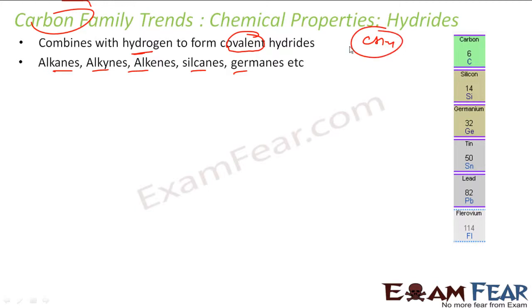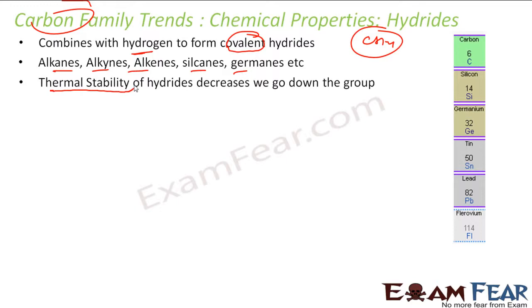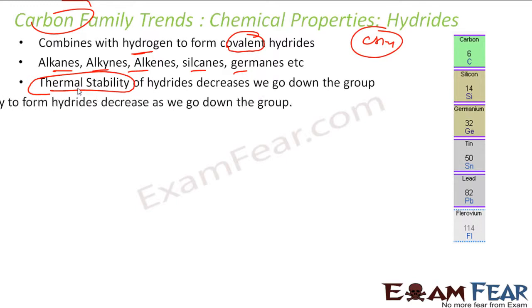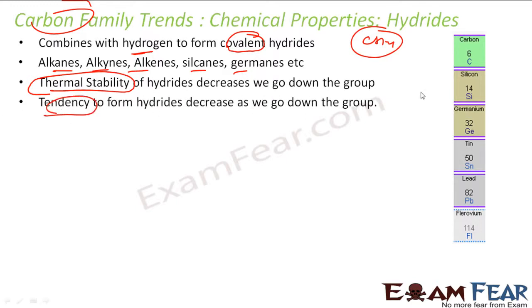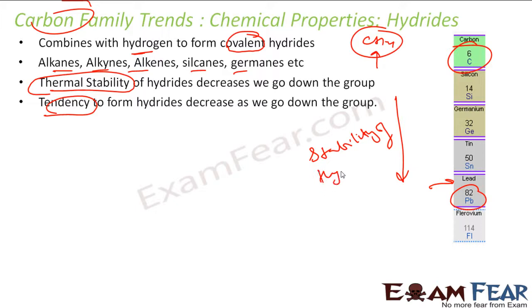If you see these hydrides, the thermal stability decreases as we go down the group. And the tendency to form these hydrides also decreases as we go down the group, because carbon forms many hydrides, maybe lead forms lead hydrides. Right? All the hydrides of carbon, methane and all, are pretty stable, but the lead hydrides are pretty unstable. So you can say that as you go down, the stability of hydrides decreases. And since the stability decreases, it's very rare to form hydrides as you go down the group.